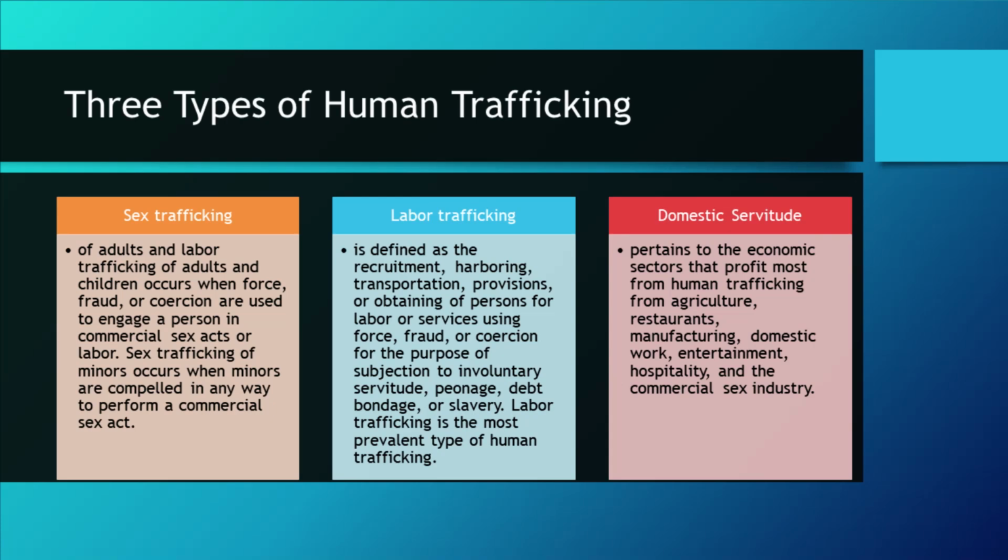Labor trafficking is the most prevalent type of human trafficking. Domestic servitude pertains to the economic sectors that profit most from human trafficking, from agriculture, restaurants, manufacturing, domestic work, entertainment, hospitality, and the commercial sex industry.